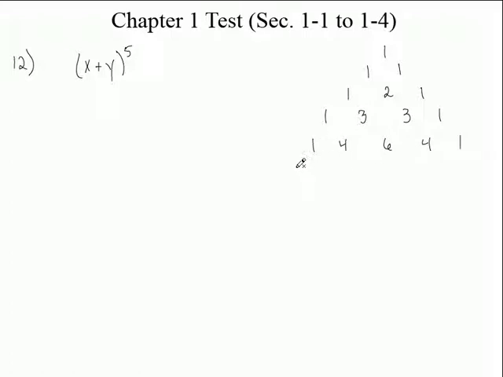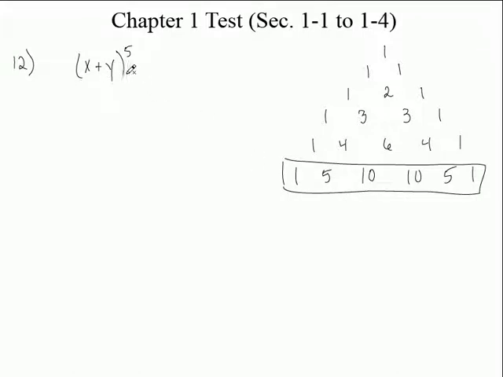So we got a 1 on the end, add these, which is 5, add these, 10, add them, 10, add them, 5, stick a 1 on the end. This is what we're going to use. Now, what in the world are those numbers doing for us? These are actually the coefficients to each of the terms in this binomial expansion. You'll see what I'm talking about in a second.